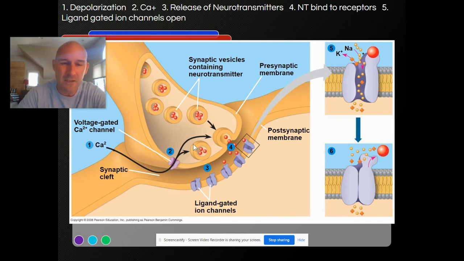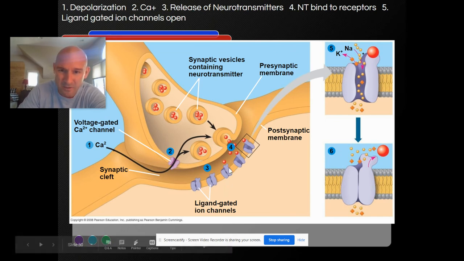The electrical impulse gets down here. It causes this calcium channel to open up. When that happens, calcium rushes into the neuron, and that calcium rushing into the neuron is what causes the release of the neurotransmitters. This is all in the presynaptic neuron. Now, those neurotransmitters will be released. They'll diffuse across the synapse because it's a very, very small space.